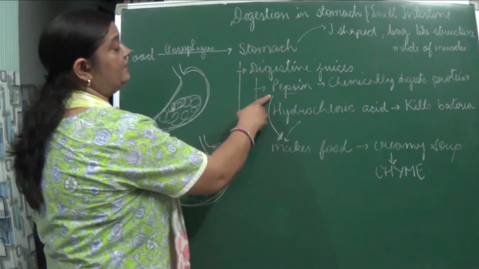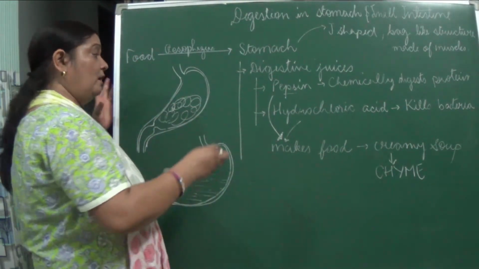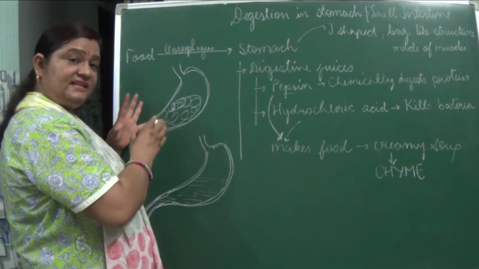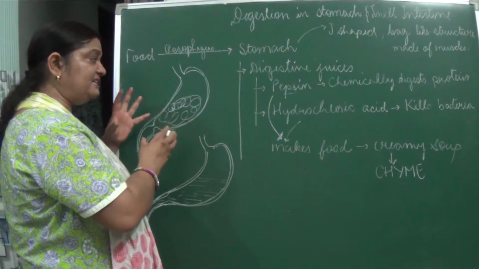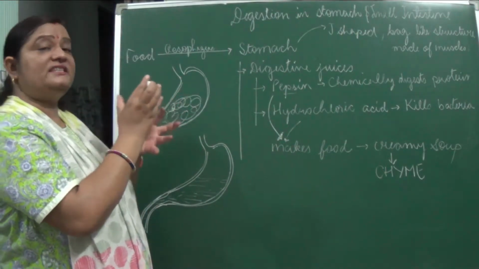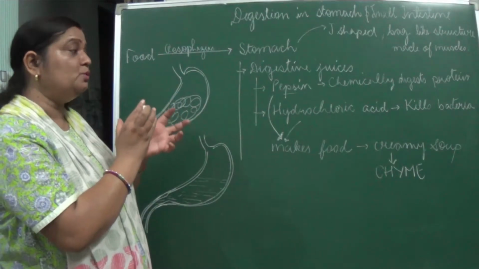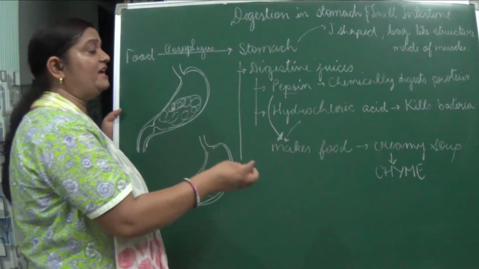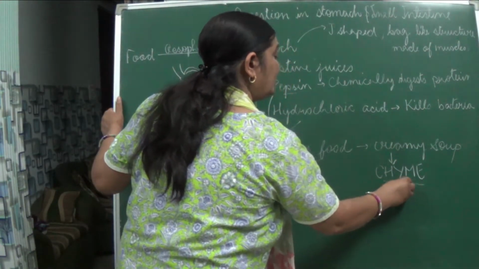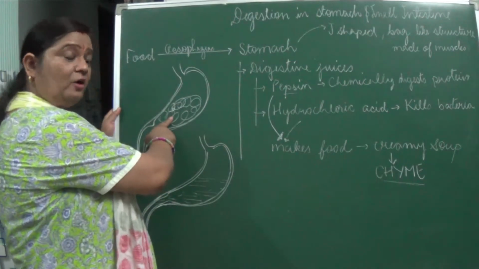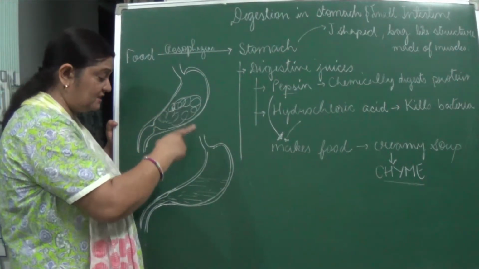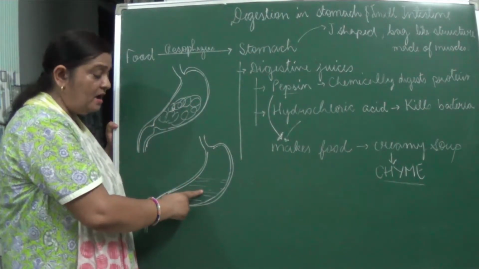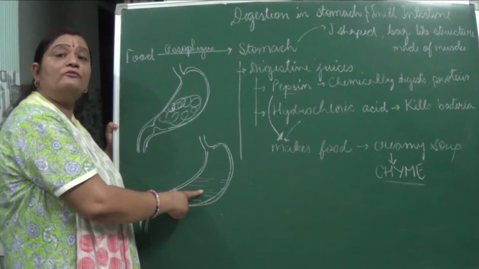Now pepsin and hydrochloric acid, both together, act on this food and digest the protein, and as a result the food in the stomach has changed into a creamy soup, and that creamy soup-like substance is known as chyme. So here you see the end of the digestion which takes place in the stomach. Now the food which was like this has become like this after the action of what?